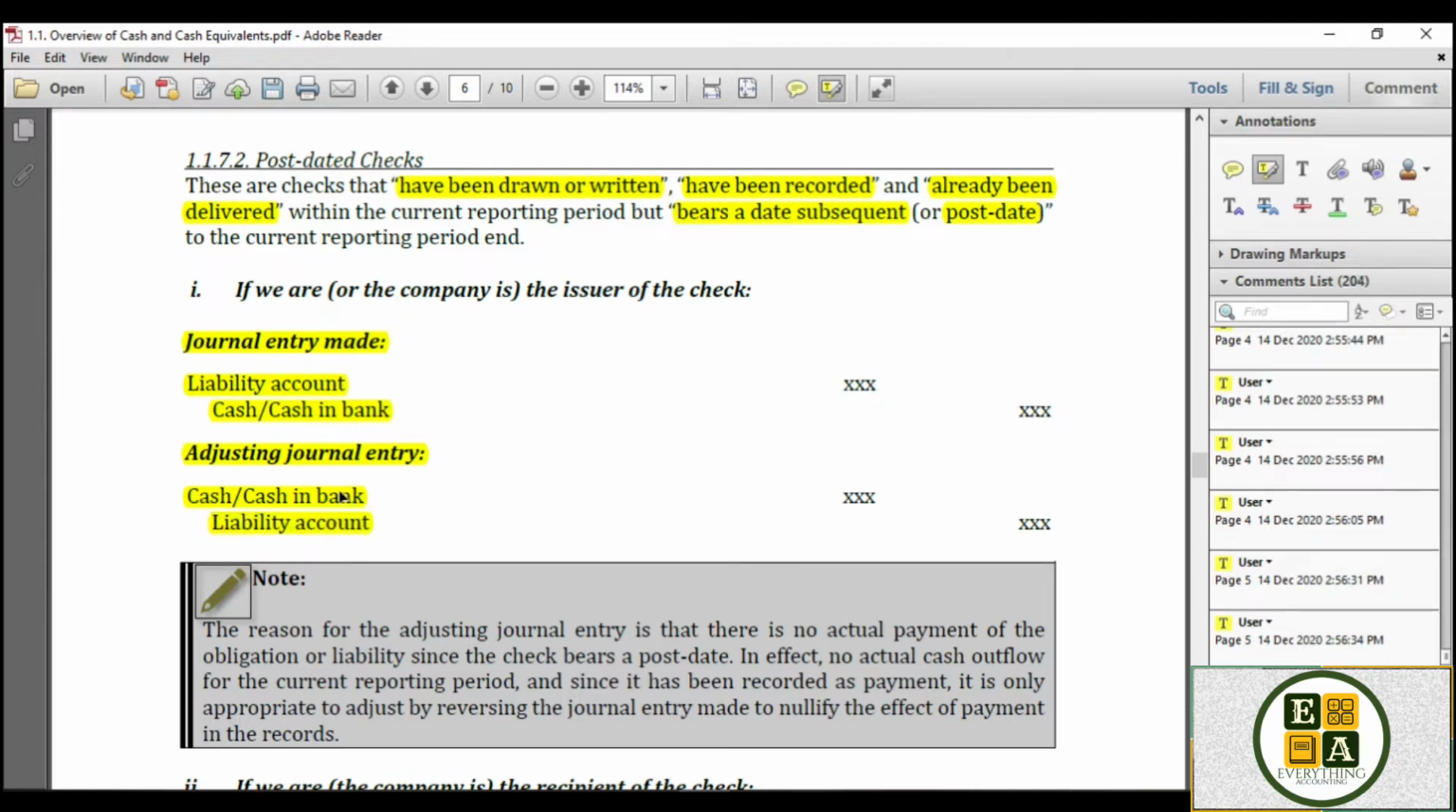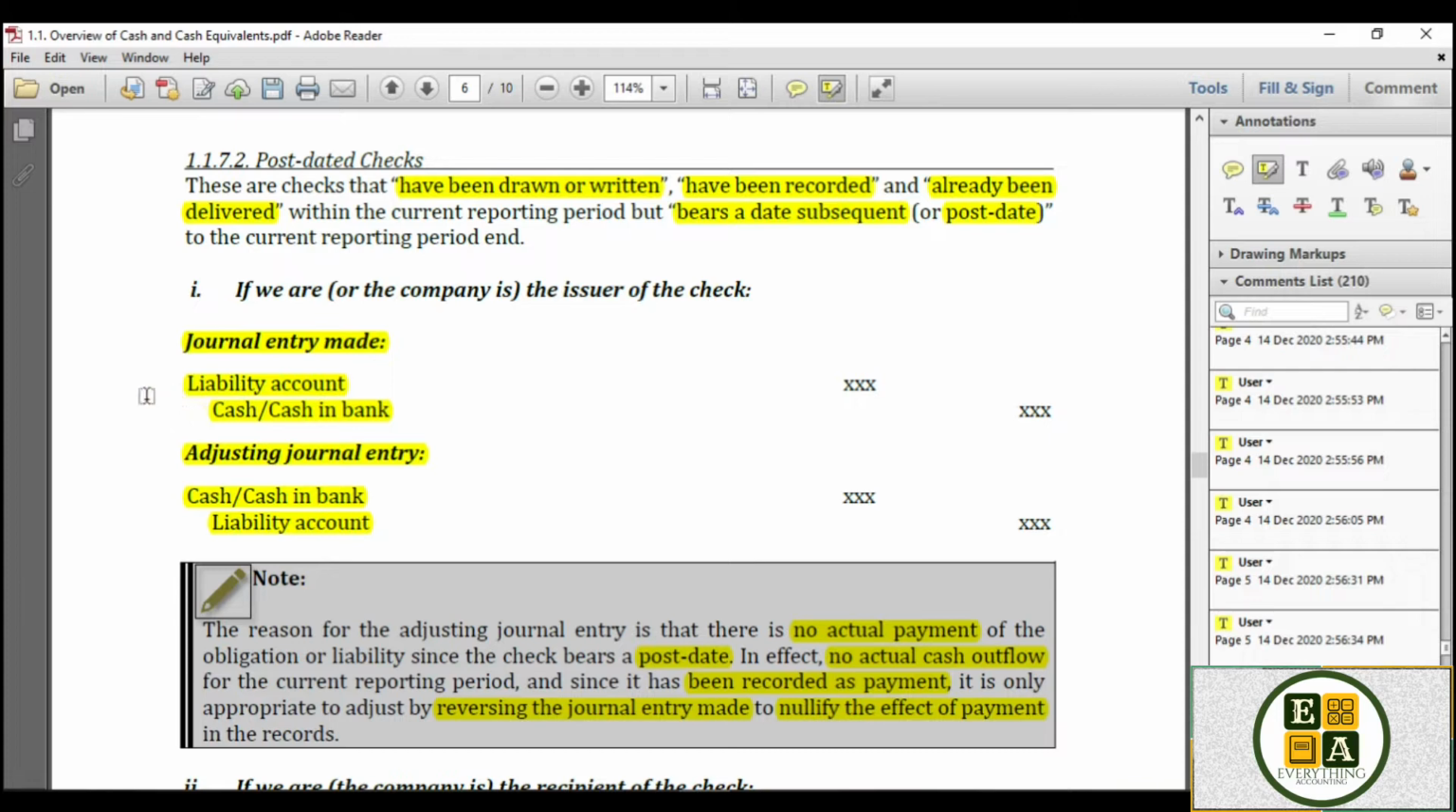Kasi bayad lang tayo, nakapagbayad tayo sa record. But per record, we have paid, but actual payment, wala talagang lalabas na pera sa atin. Okay? So again, no actual payment, yun yung ating rason for the adjusting entry because post-date. No actual cash flow na nangyari. And since it has been recorded as payment, kailangan lang i-reverse yung journal entry made to nullify the effect of payment in the records. Okay?